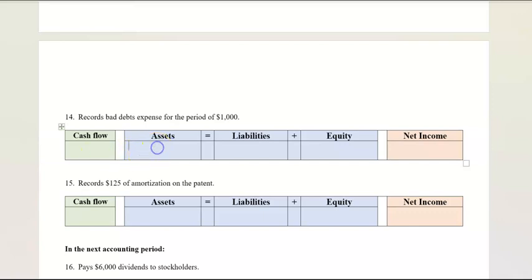When we record bad debts expense, obviously one side of that is bad debts expense. That will reduce our net income. And the other side of that journal entry is a decrease to assets. And remember, we're using that account, it's another contra asset, allowance for doubtful accounts.